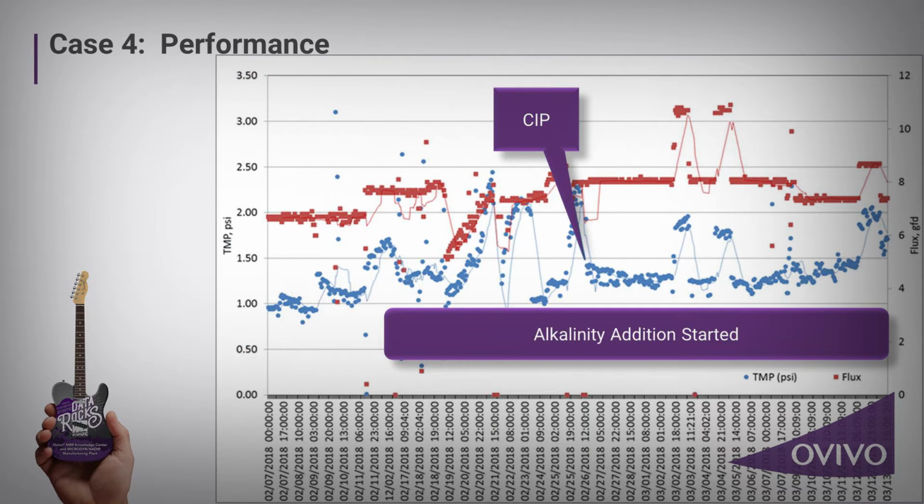So here I have shown the same chart, left-hand side TMP, right-hand side flux. So when there was no alkalinity addition, sludge quality was not good. Their TMP was rising quickly. But when they started adding alkalinity, their sludge quality was maintained. The TMP was more sustained and not rising quickly like earlier, and their CIP frequency also reduced.